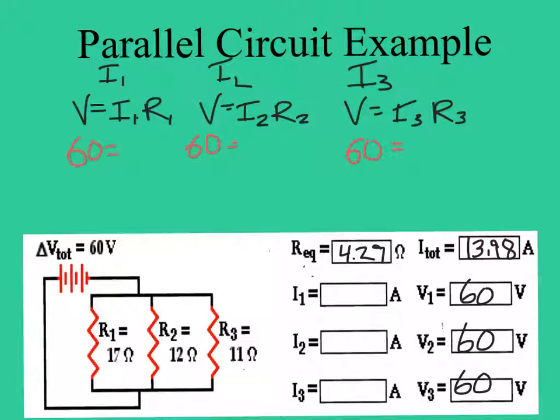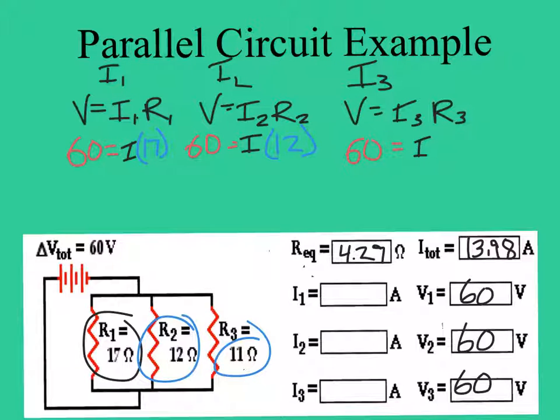So I'm going to put a 60 for all of these equations. Easy peasy. Now, I don't know what my current is on each one, so I'm going to drop down my I. And I do know the resistance for each one. Light bulb 1 is 17 ohms. Let me put 17 in there. Light bulb 2 is 12 ohms for the resistance, and light bulb 3 is 11 ohms.